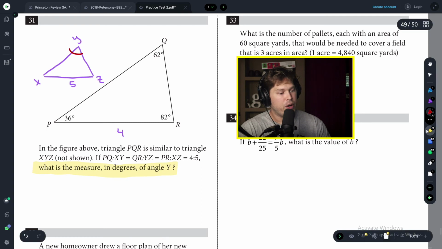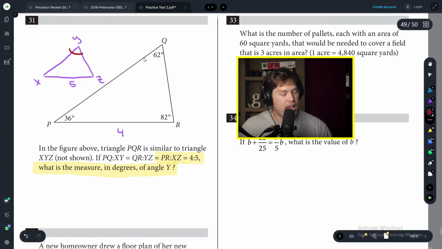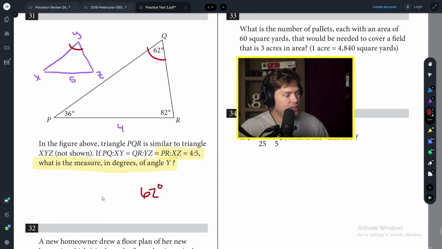So they're giving us this information to kind of throw us off, right? This is just throwing us off. If we have similar triangles, then the angle measures of those triangles are the same. So if we're asked to find the angle measure of angle Y, well, it's going to be this angle measure right here. So our answer here is 62 degrees. Simple as that.